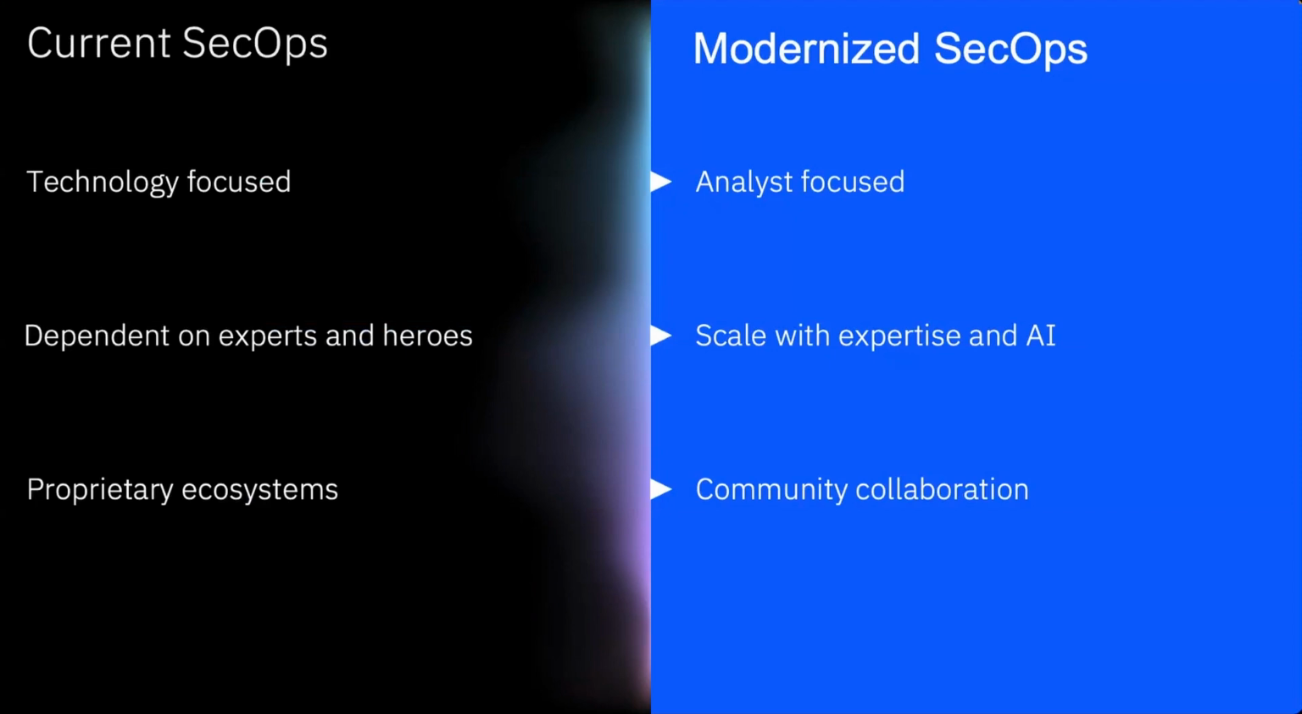So now this is the current SecOps, how today's security operations look, and IBM's point of view on how to modernize security operations. Today's approach is technology focused, dependent on experts and heroes, and proprietary ecosystems, with different disparate tools lying around the organization for 10 different things, right? Now, modernized SecOps is analyst focused, right? That's the IBM point of view on how to modernize security operations. Companies must move from being technology focused to security analyst focused.